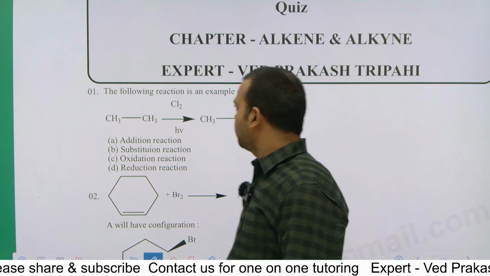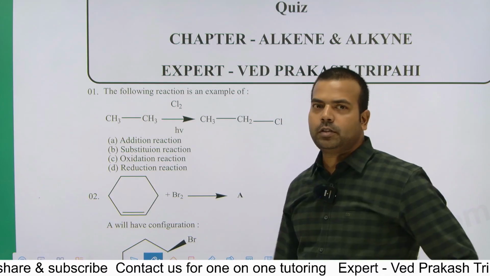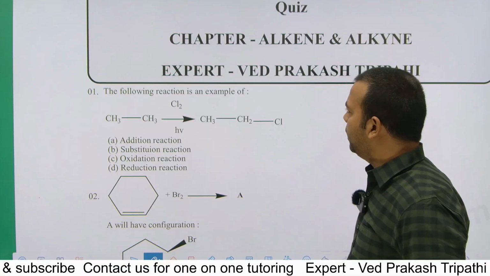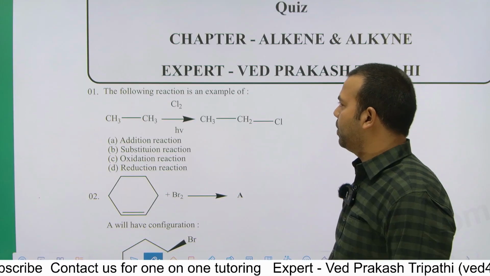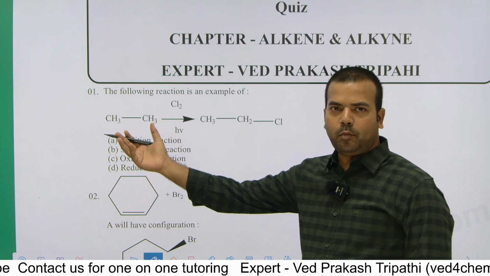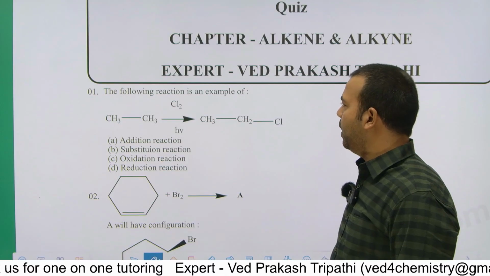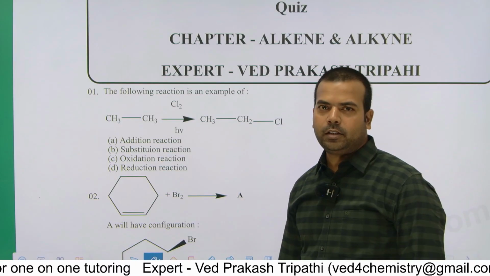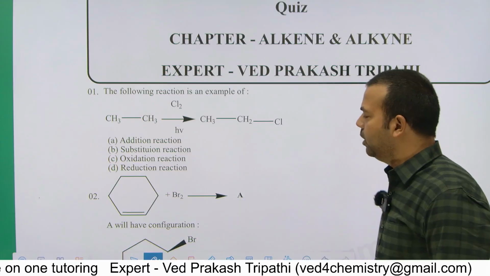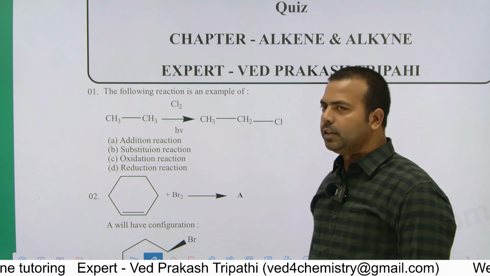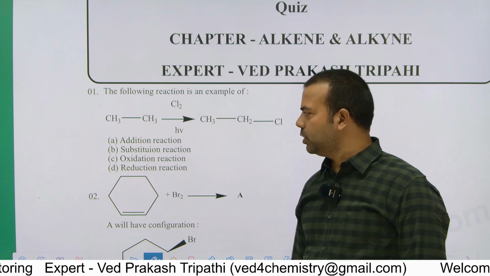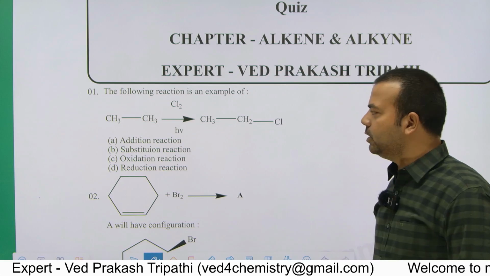So this is the very first question. The following reaction is an example of... We have an ethane molecule treated with Cl2 in the presence of hν, and the product is ethyl chloride, CH3CH2Cl. The options are addition reaction, substitution reaction, oxidation and reduction.